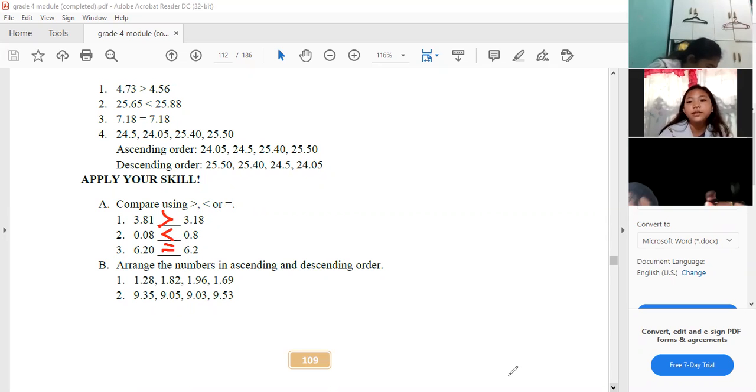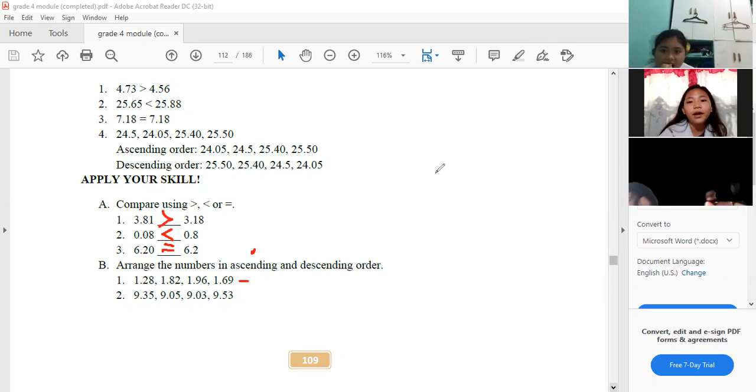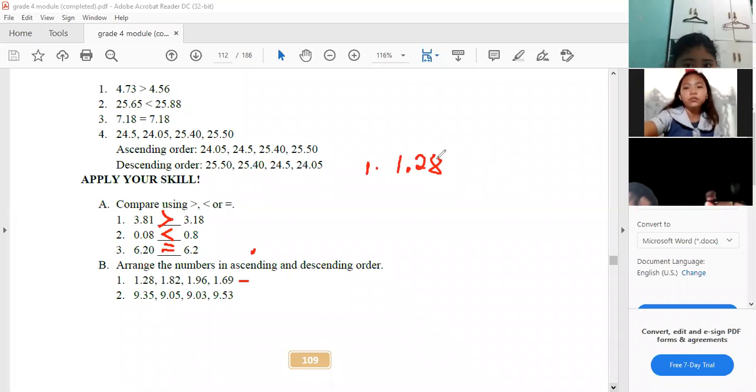Kuha? Yes po, sir. Okay, let's try to arrange this one. Arrange the numbers in ascending and descending order. So, ascending muna tayo for number 1. Ano mas malaki dito? Ay, ano mas maliit? Pag sinabing ascending, it is lowest to greatest. Tama? Okay. So, ascending muna tayo. Okay. So, ano mas maliit? 1.28.